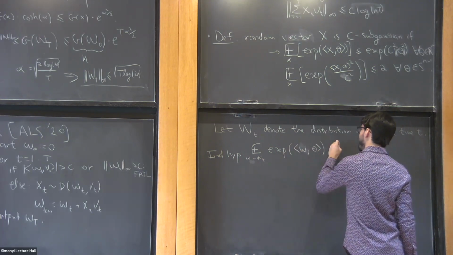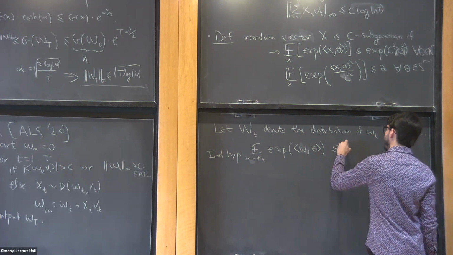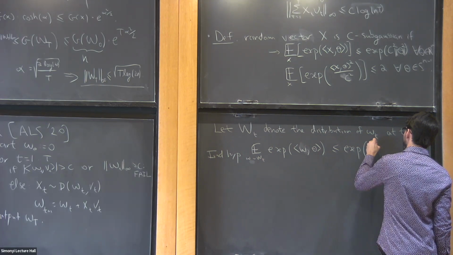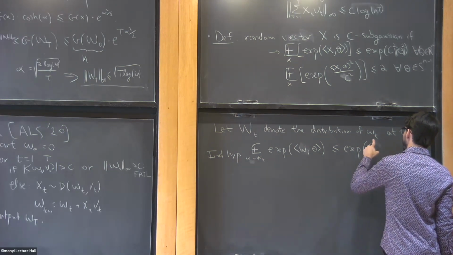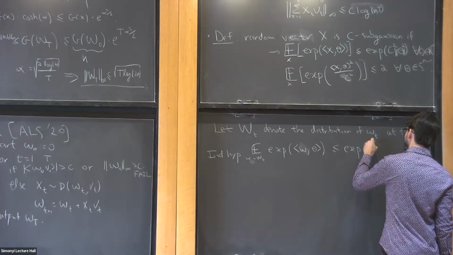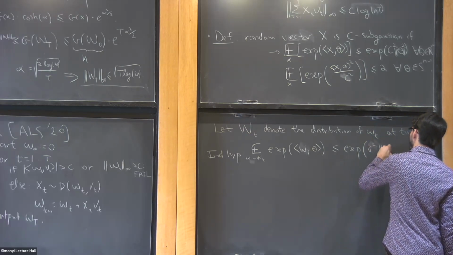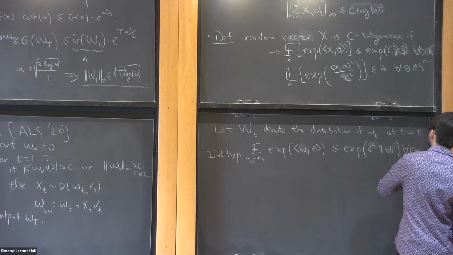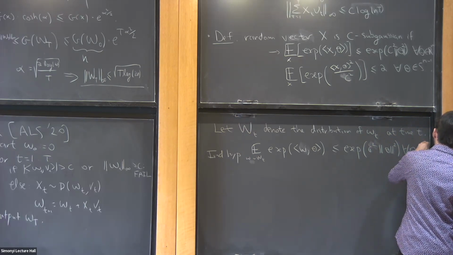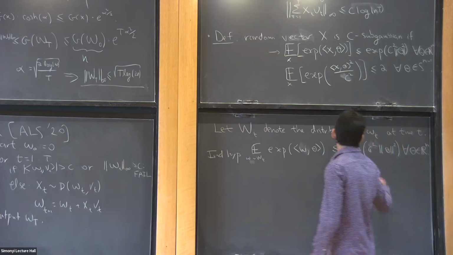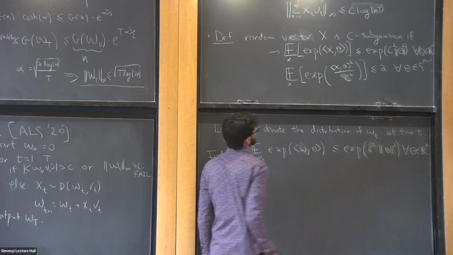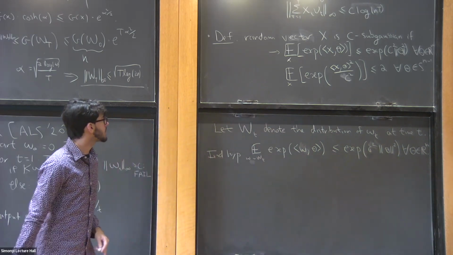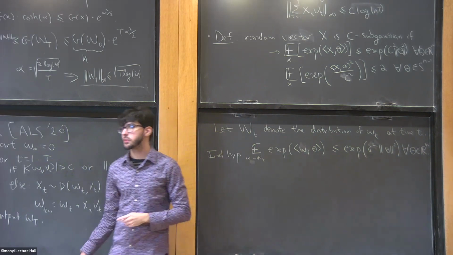this is upper bounded by some parameter sigma, let's say sigma squared theta squared, for all vectors theta. And then this sigma here, eventually we're going to have to pick it to be at least square root C. But let's try to understand why that's necessary in the proof.